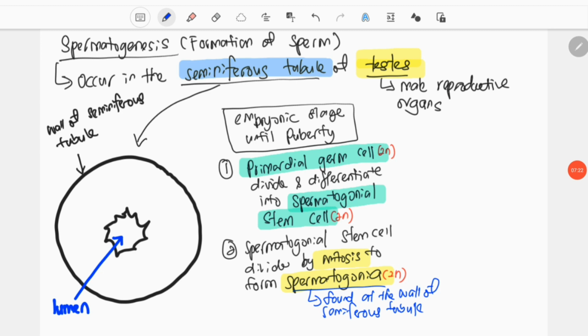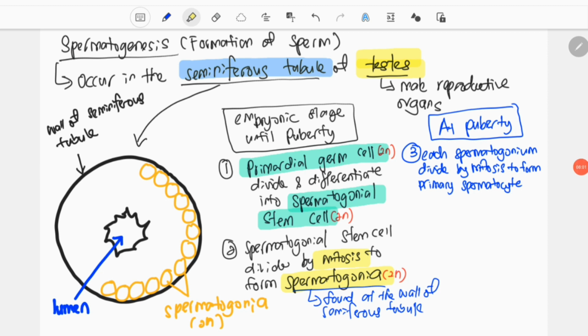So, spermatogonia ni lah yang akan kita jumpa dekat dinding seminiferous tubule. So, maksudnya at puberty, semua anak-anak lelaki, boy, akan ada spermatogonia inside their seminiferous tubule, which are located close to the wall of the seminiferous tubule. Dia bukan dekat dengan lumen, tapi dekat dengan dinding seminiferous tubule.